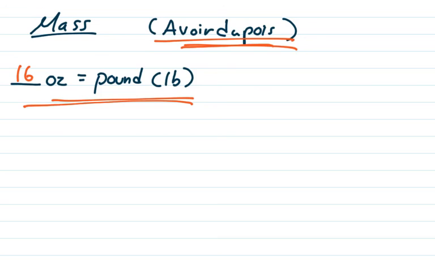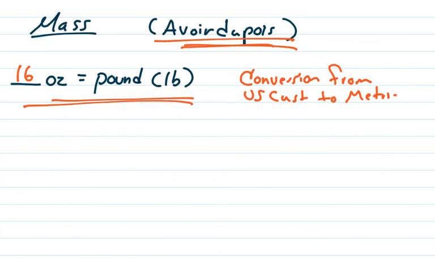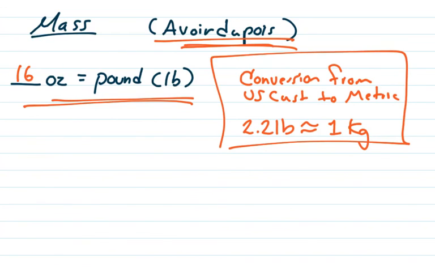And as far as the conversion from U.S. customary to metric, I want to use this. This is an approximation as well, but 2.2 pounds is approximately equivalent to 1 kilogram. Okay, that's an important one. All right, 2.2 pounds is equal to 1 kilogram. Okay, thank you.